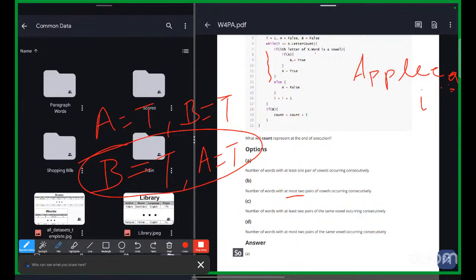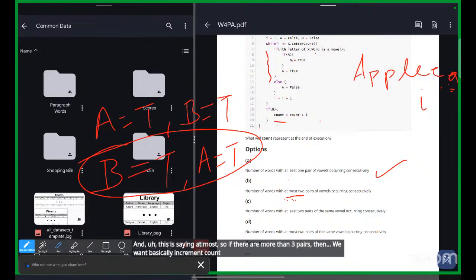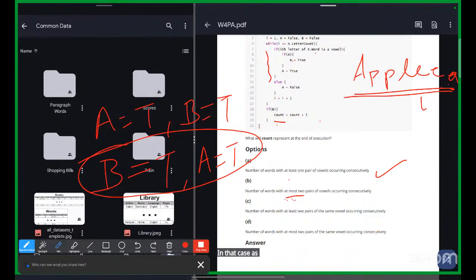So if at least one pair of vowels is occurring consecutively, we will have to increase count, and this is saying at most. So if there are more than three pairs, then we won't basically increment count. But that is not happening in this particular example, right? You can take some other example as well. In that case as well, if you have maybe three pairs or four pairs, we still increment.